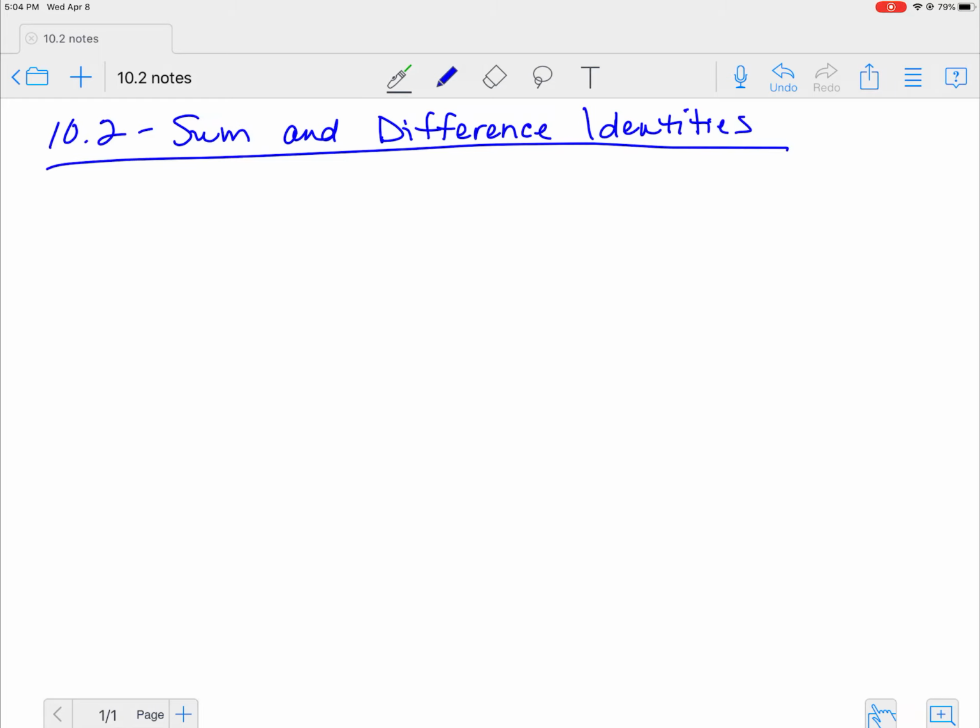All right. So then we're going to take a break from the verifying part of this and just literally use identities as formulas. That's what's happening with these sum and difference ones. Okay. So let's just write them all out. We have cosine, sine, and tangent are the three that we're looking at. Cosine of, and I'm going to write these together.